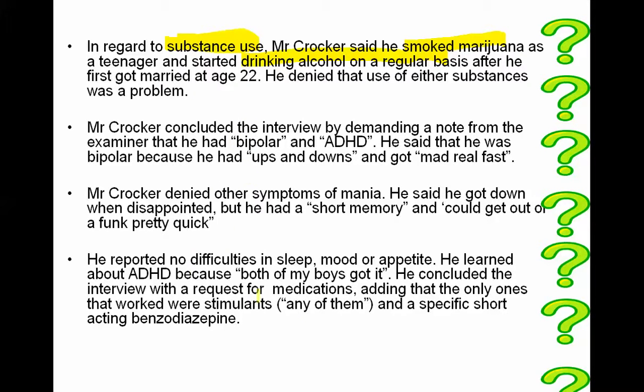Also, let's just skip down here, is that when we finished the interview with him, he requested medications himself, and he said that the only ones that worked were stimulants and a specific short-acting benzodiazepine. That's a sign that makes you think, well, pretty much surely, he has some experience with medications or the wrong use of medications, like stimulants and benzos.